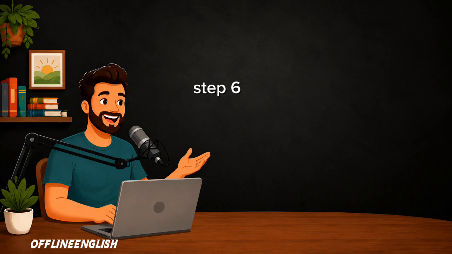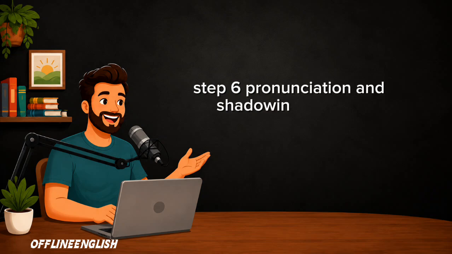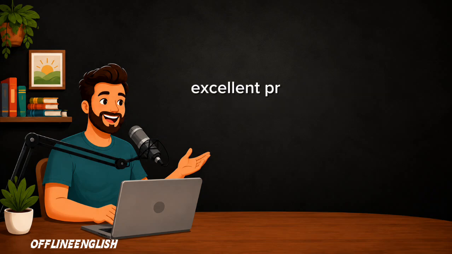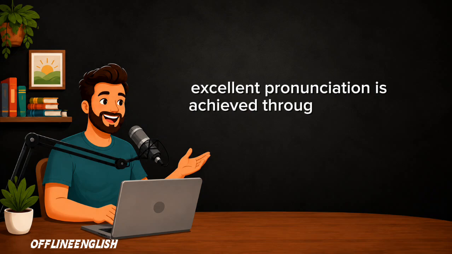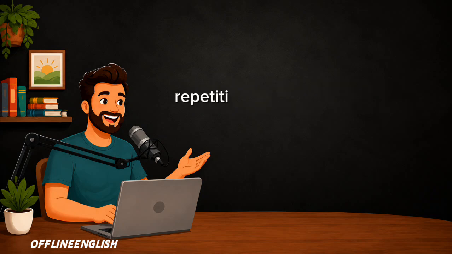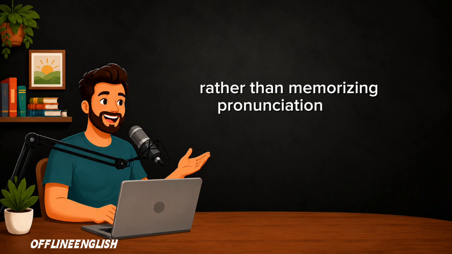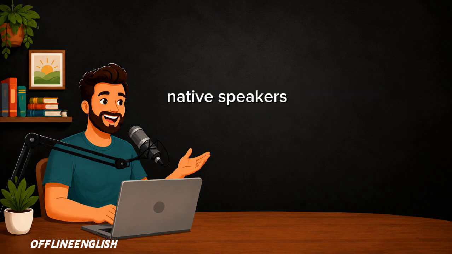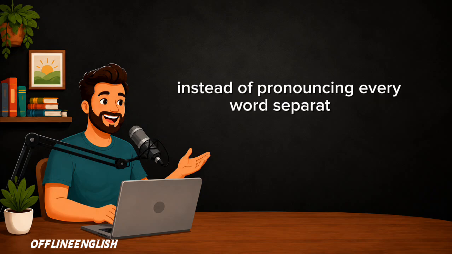Step 6: Pronunciation and shadowing practice. Excellent pronunciation is achieved through imitation, repetition, and careful listening rather than memorizing pronunciation rules. Native speakers focus on rhythm, stress, connected speech, and natural pauses instead of pronouncing every word separately.